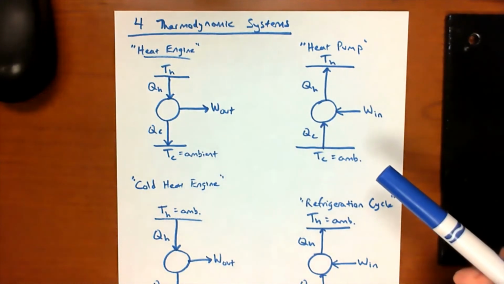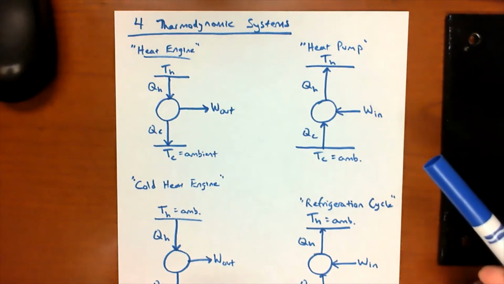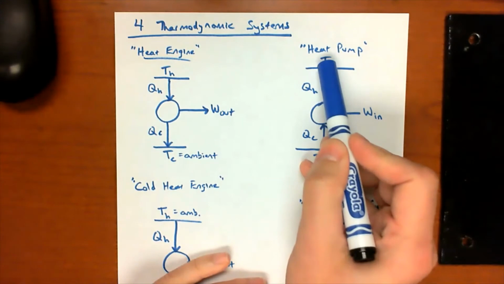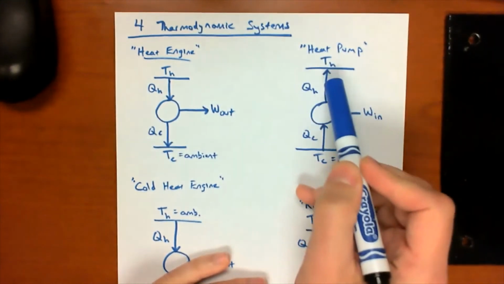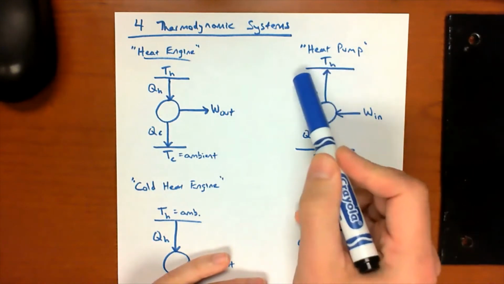Well, what is the useful output of a geothermal system? It's the heat that you're getting to heat your home, right? So Q hot, this is your useful output. This is really what you're designing the system to achieve. So this is your useful output.